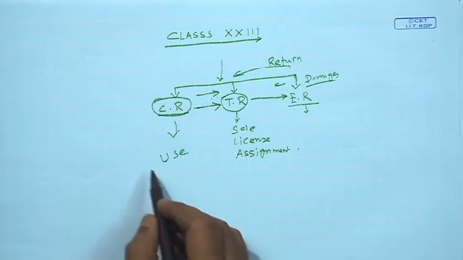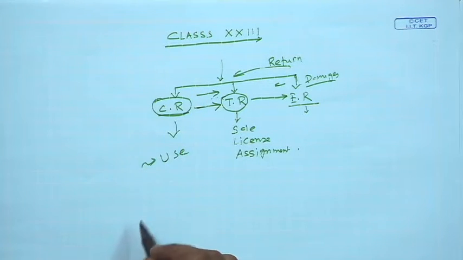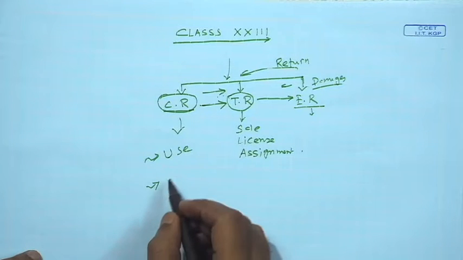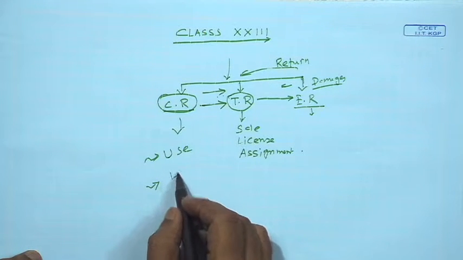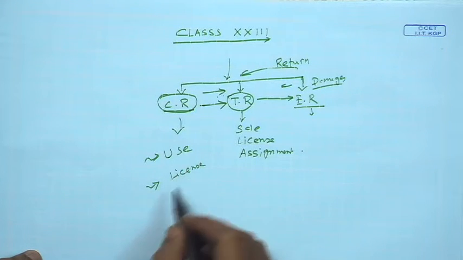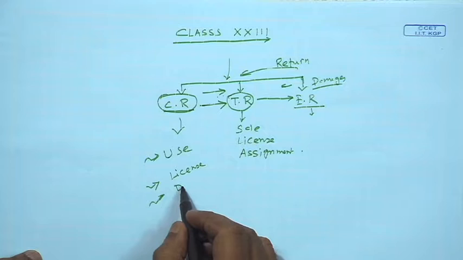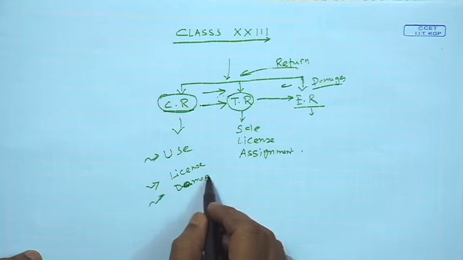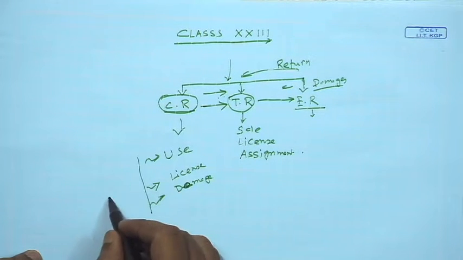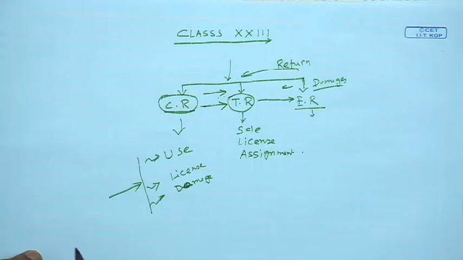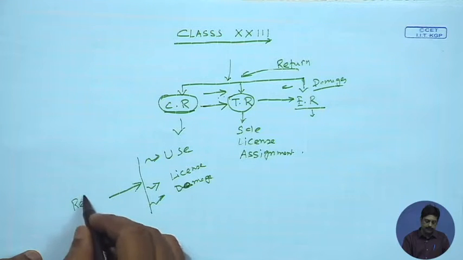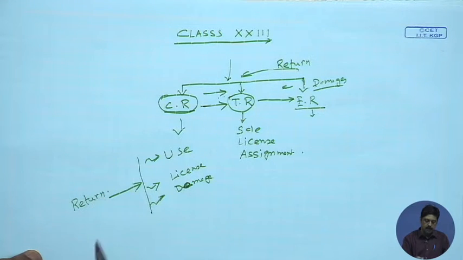So a very interesting thing: you yourself using it, you are getting return. You are licensing somebody, you are getting return. You are filing an infringement suit, you are getting a return, through damages. So all these things are giving you a return. This part you should remember.